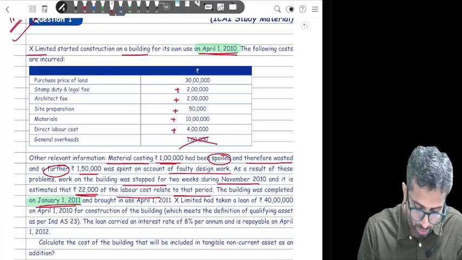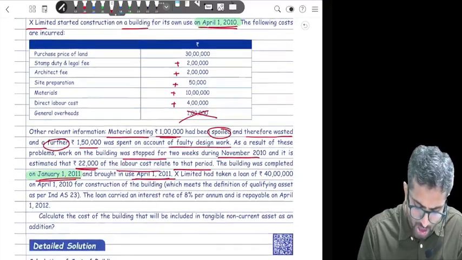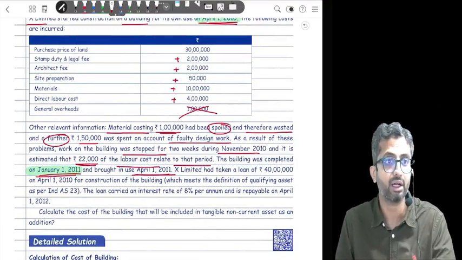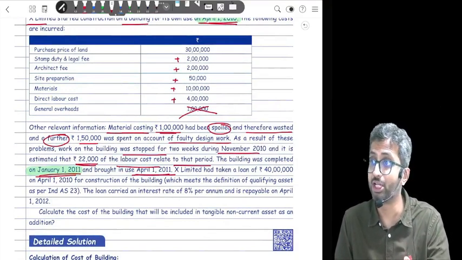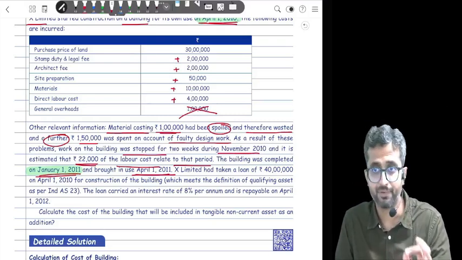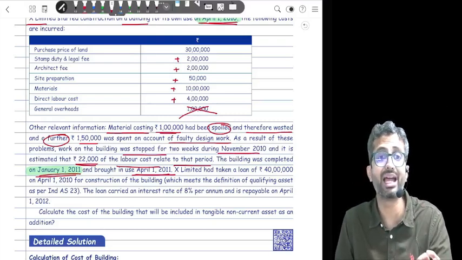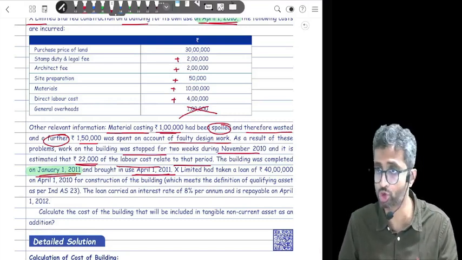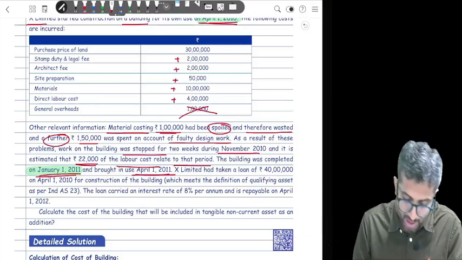And brought into use from 1st April 11. Achha, just for my knowledge, my depreciation starts when? Does it start from 1st January or 1st April? First? Perfect. You start depreciating the moment the asset is ready for use and not necessarily when it is put to use. So 1st January is the relevant date.